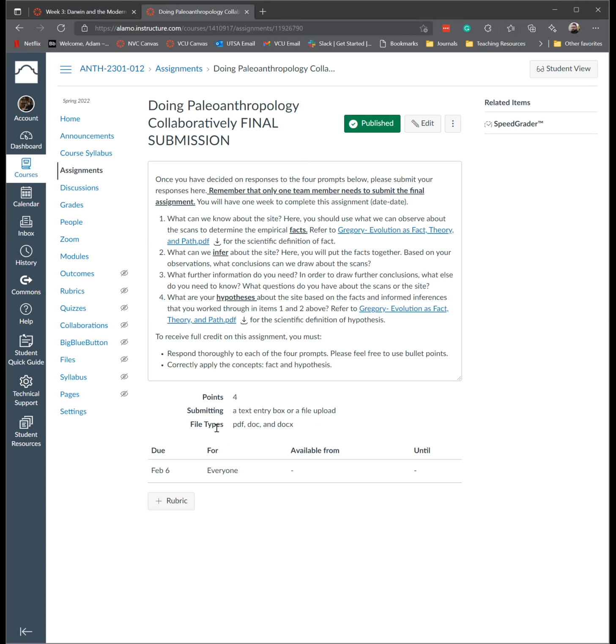Otherwise, when you're working on the scans, you're simply working off the scans. There's no additional reading that you need to do. You don't need to go out and do any additional research. You've got these scans, and you're going to answer all 4 of these questions based on what you observe about those scans.